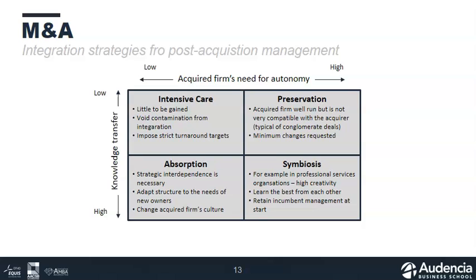And the last one, as you've seen, is the intensive care version of M&A. In this case, there's little knowledge transfer, there's little benefit from knowledge transfer, and the acquired firm's need for autonomy is very, very low. In this case, there's unfortunately little to be gained, and we've basically acquired a firm probably in a bad way, and we want to avoid contamination from any integration that can occur. So what we'll do in this case is impose on the acquired firm some very strict turnaround targets for them to straighten up their act.